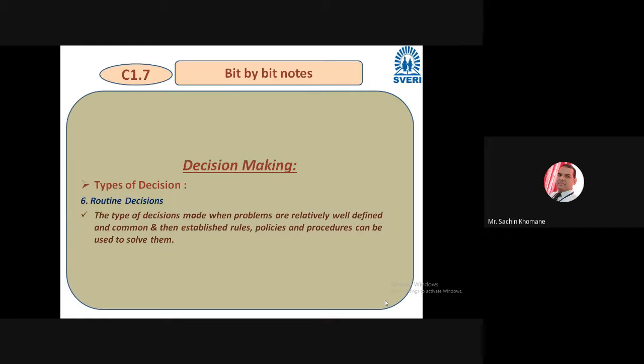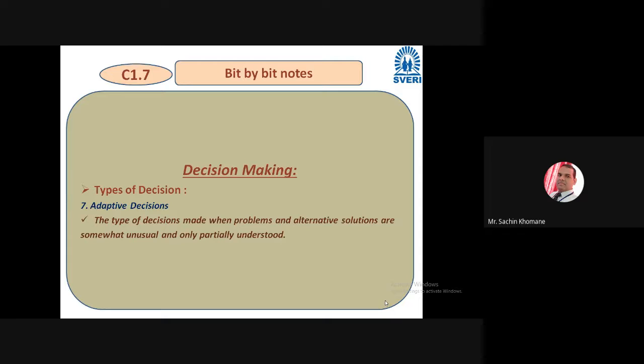Then routine decision. The decision made when problems are relatively well defined and common, and then established rules, policies, and procedures can be used to solve them. So audit is a very nice example of routine decision. You have decided there must be an internal audit, every 3 month, 4 month, or yearly, half yearly, quarterly. If you have taken such a decision, it comes under the routine decision.